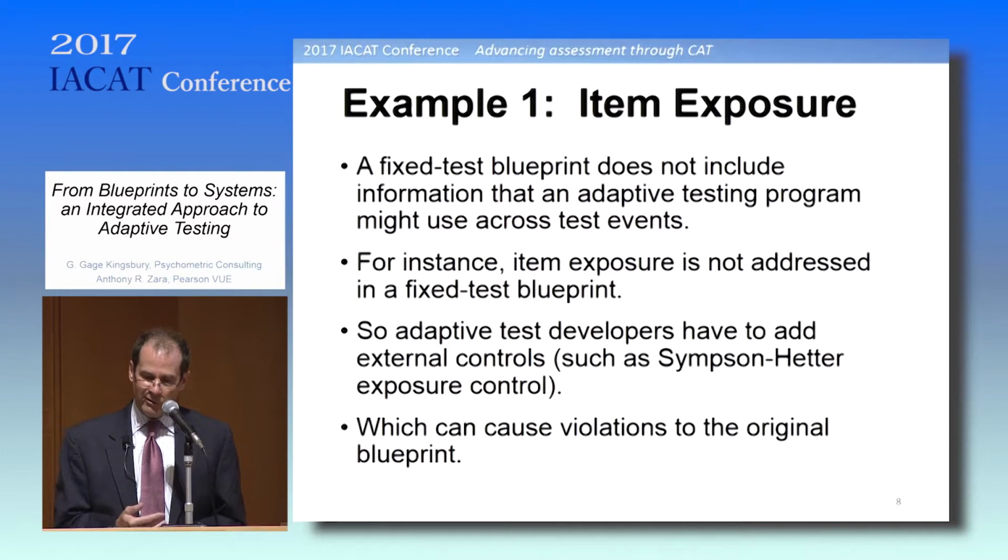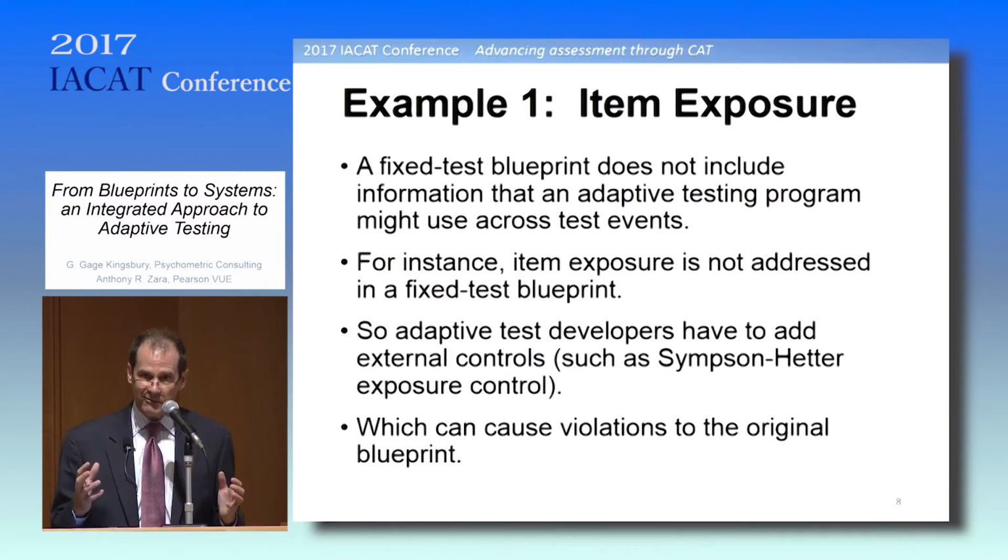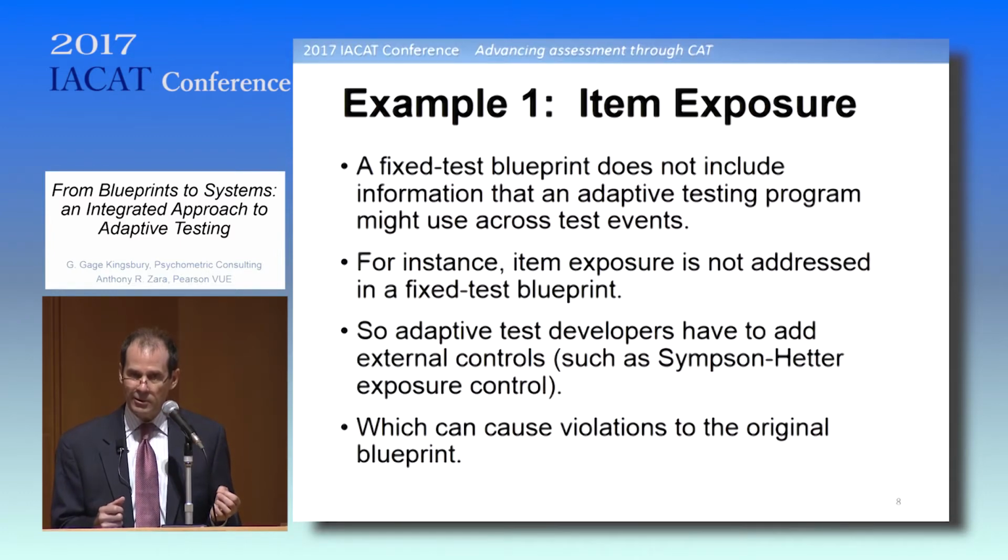A fixed test blueprint doesn't include information that we need to describe how items are used across testing events. Again, in ongoing testing programs, a single item pool is used for a set of time periods, and then you have to decide what to do for the next set of time periods. Do you reuse the items? Do you have a new item pool? Do you have an item pool that's masked? There's any number of ways to handle exposure, but the idea is that we have to figure out and plan ahead of time what that is.